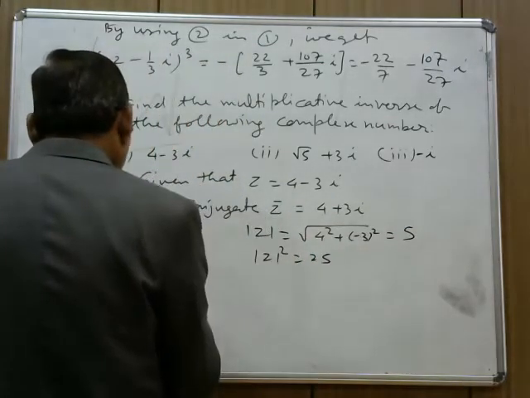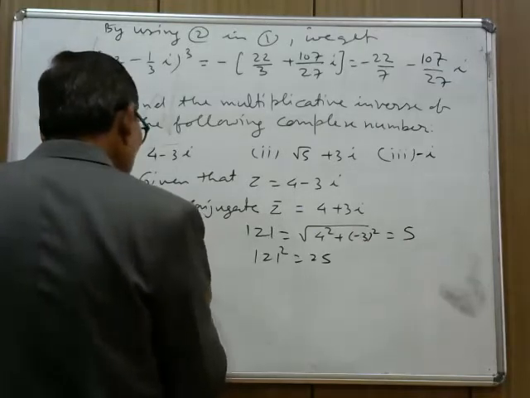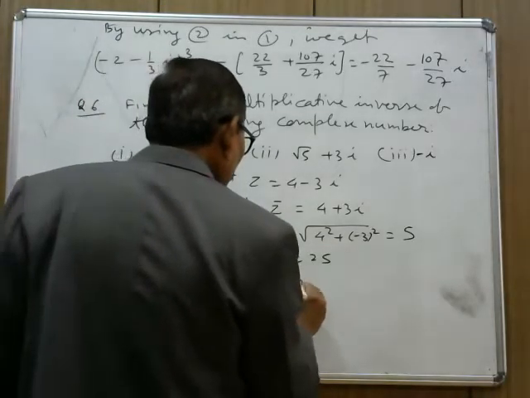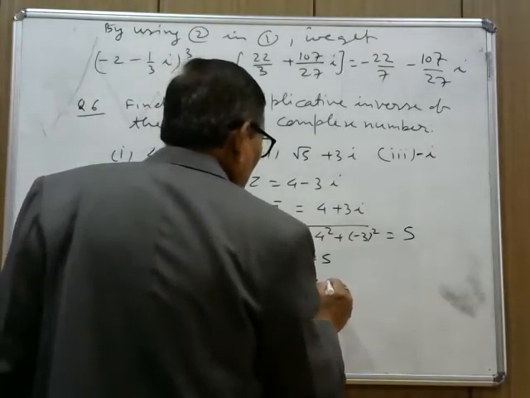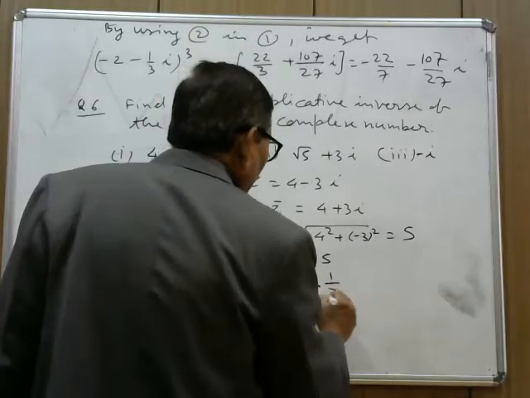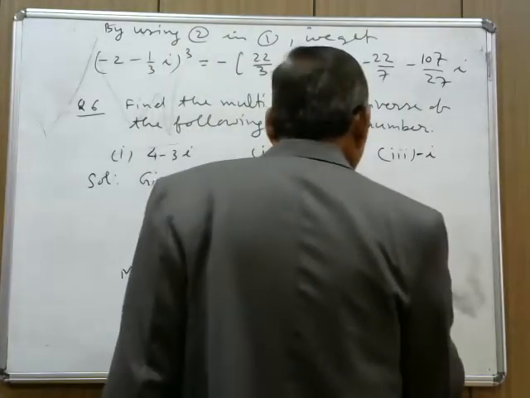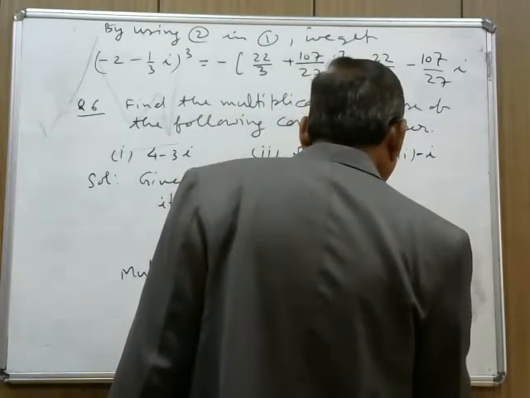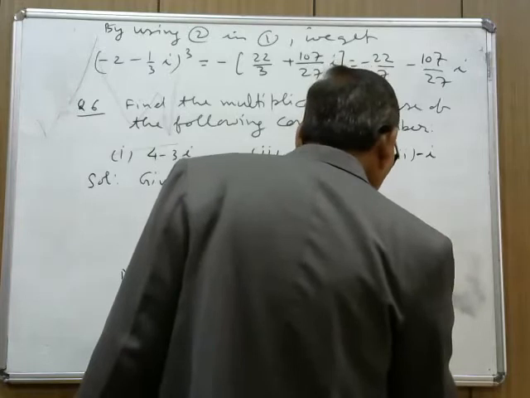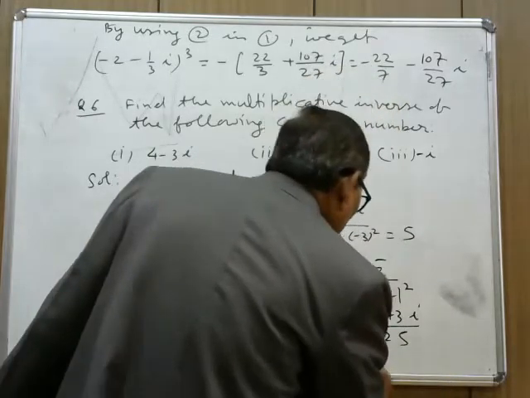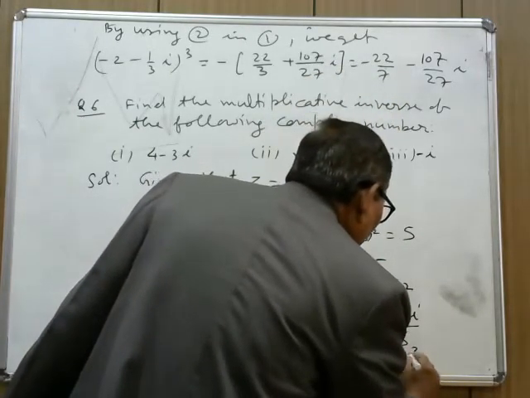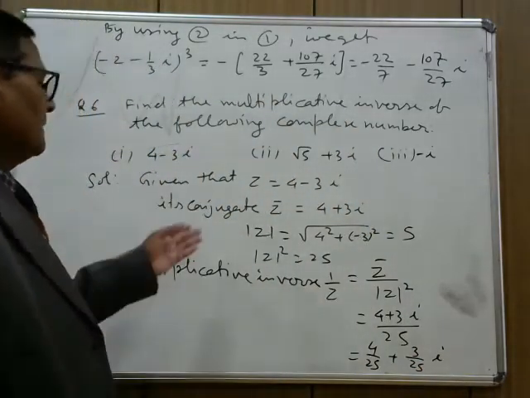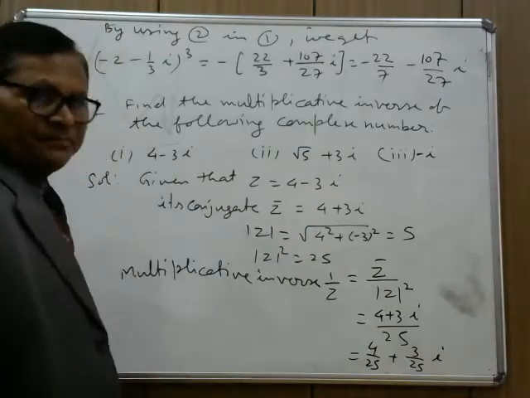So the multiplicative inverse 1/z equal to z bar upon mod z whole square. So it is (4 plus 3i)/25. So that is equal to 4/25 plus 3/25 i. So in this way we find the multiplicative inverse of the other numbers.